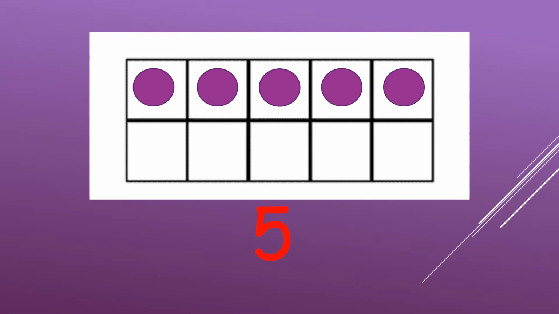Now, can you see some difference in this 10 frame? Yes, and the difference is that the first row is full. You cannot add more dots in this first row. But children, do you think there is a possibility of adding the dots in the second row? Yes, we can do that. If the number is more than 5, you need to use the second row to put the dots. Let's see this next 10 frame.